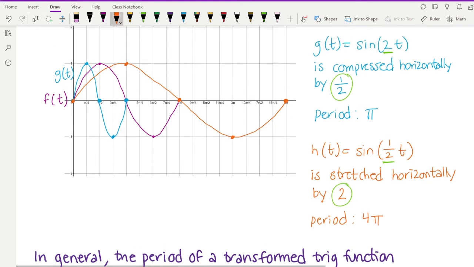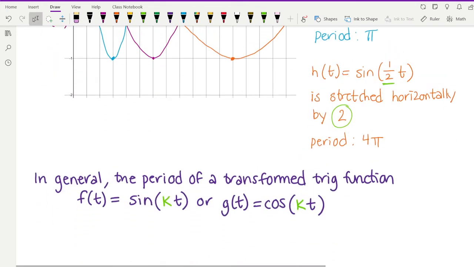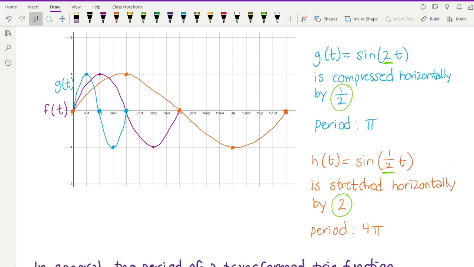So in general, using that reasoning, how can we relate k with the period? So what we want to fill out down here is, in general, what is the period going to be if you have sine of k times t or cosine of k times t? So maybe pause and just think if you can come up with a rule. Like, what is the relationship between k and the period for these? What is the rule that would allow you to figure out what the period is by looking at k?